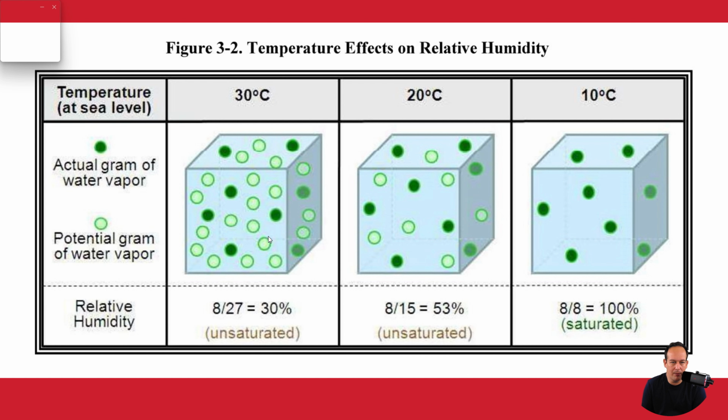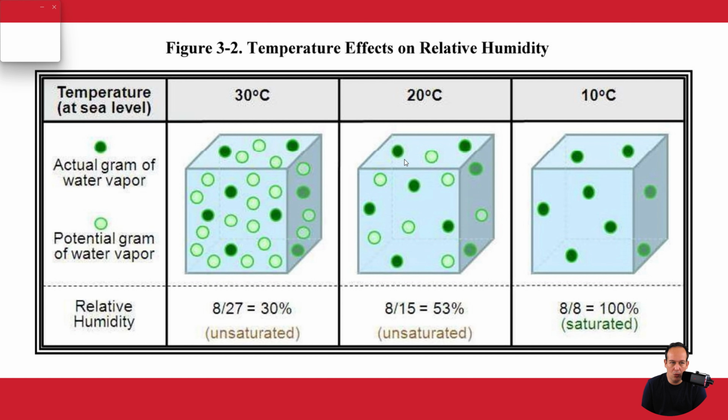of water vapor, but there's a lot more potential water vapor capacity in this 30 degrees Celsius air parcel. But as this air parcel decreases in temperature to 20 degrees Celsius, then the potential grams of water vapor decreases.